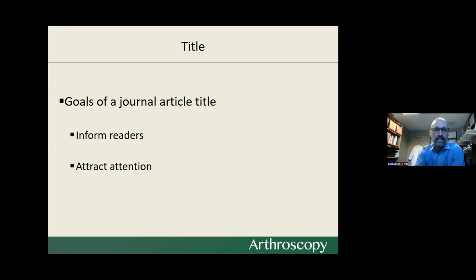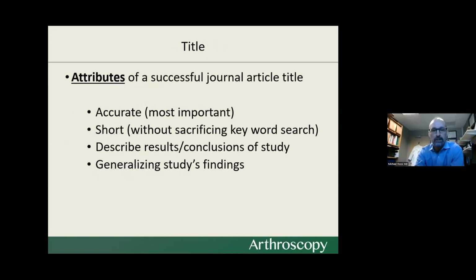Moving on to the beginning of a paper, the title is critically important. The goals of all journal article titles should inform the readers, but they should also attract attention. Attributes of a successful journal article title include it must be accurate. It should be short without sacrificing keywords. It should describe conclusions of the study, generalizing the study's findings.